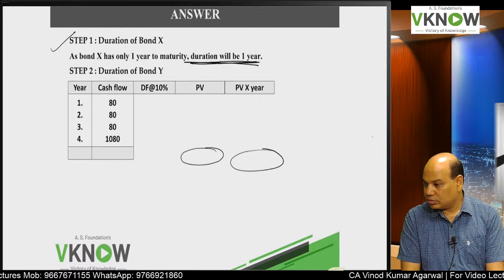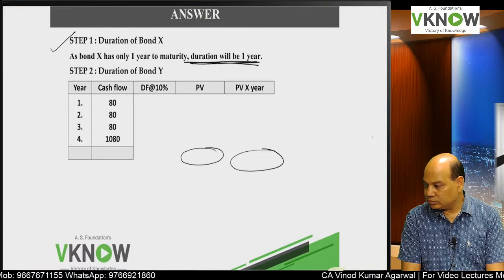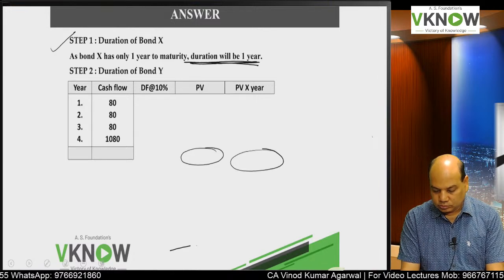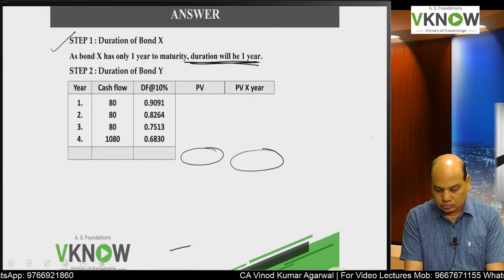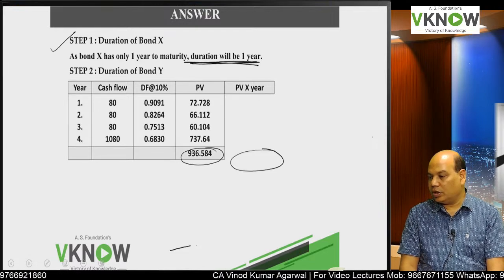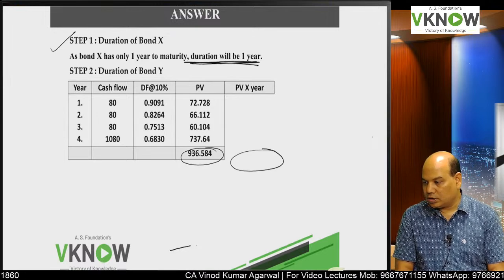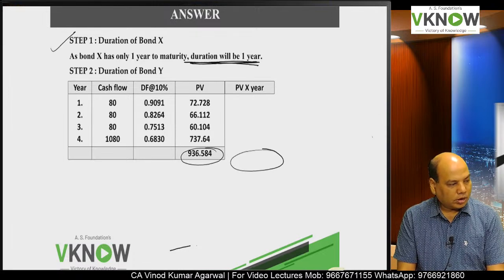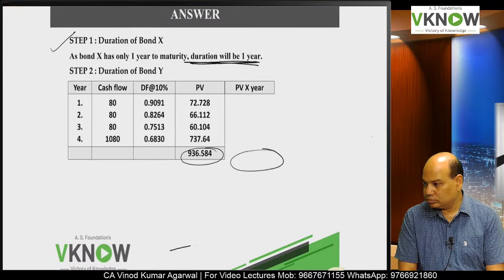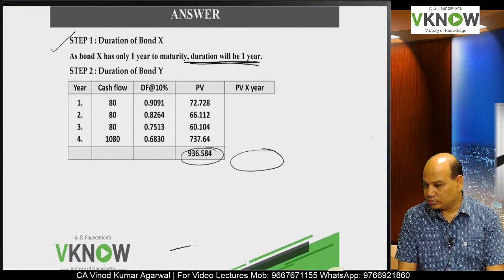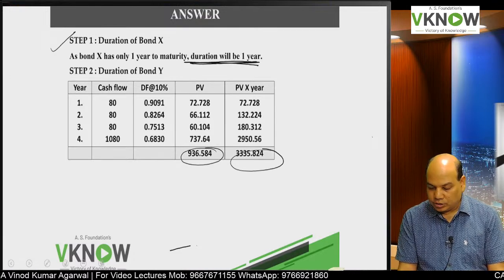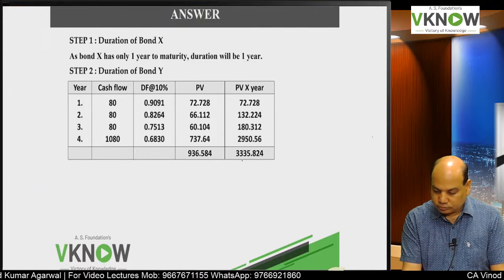Please reply. What is the present value? Please answer. What is the present value? Anybody getting 936.50? Very good, Divya. Amazing. Tell me the total of last column also. Other students can also reply. Total of the last column. 3335.824. Check. Is it right?